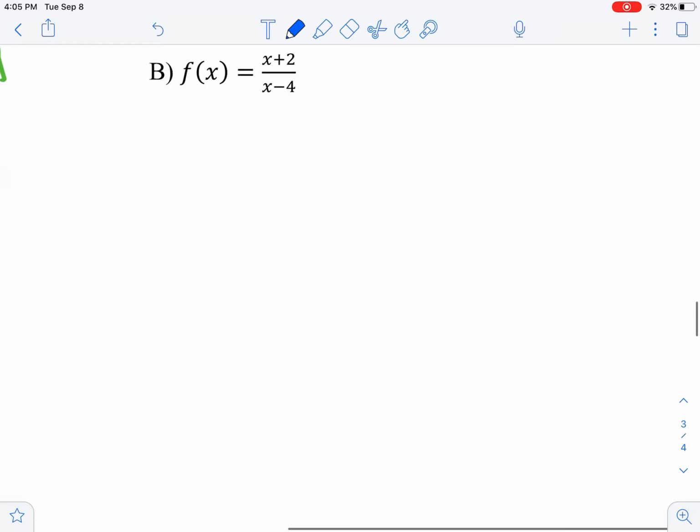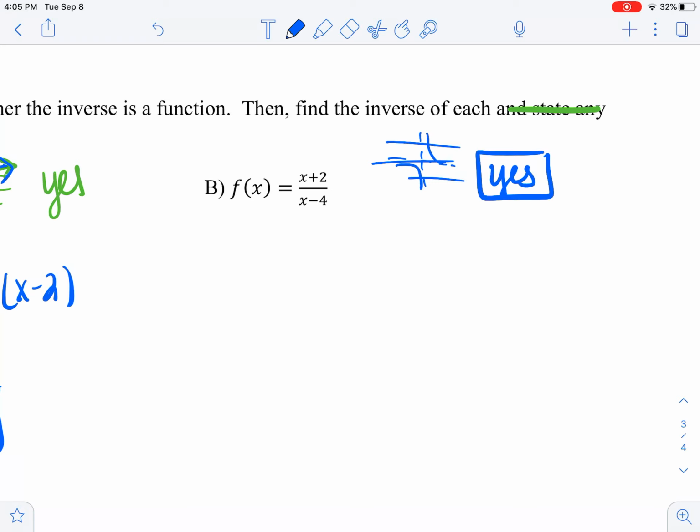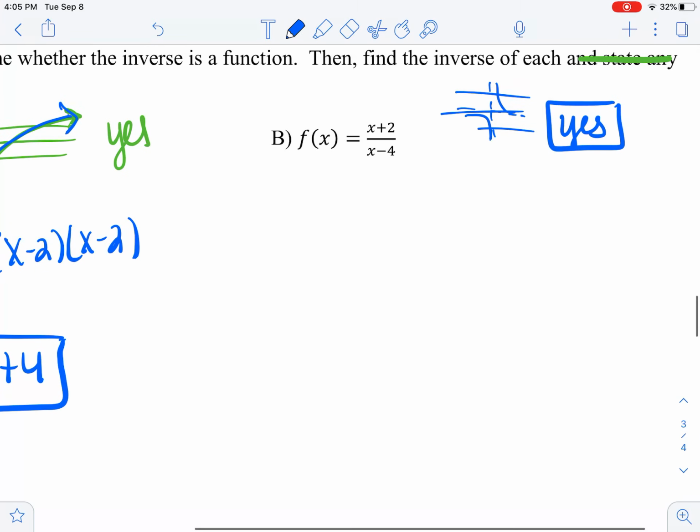Okay, so next one, we have a reciprocal function. We know what a reciprocal function looks like. It looks like this. There's a vertical and a horizontal asymptote, but it passes the horizontal line test. So yes, the inverse is a function. So this is the only type of problem that you did not find the inverse of in Algebra 2 with trig. So pay close attention so that you can see the steps.